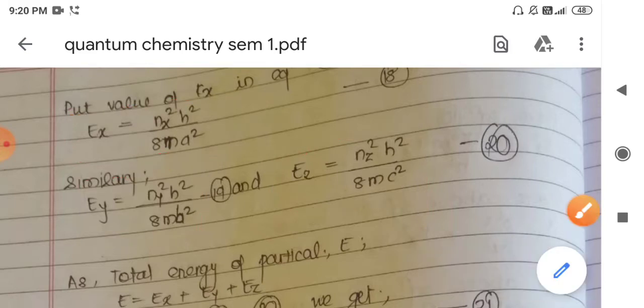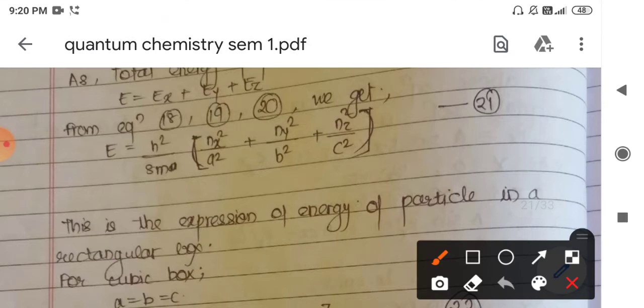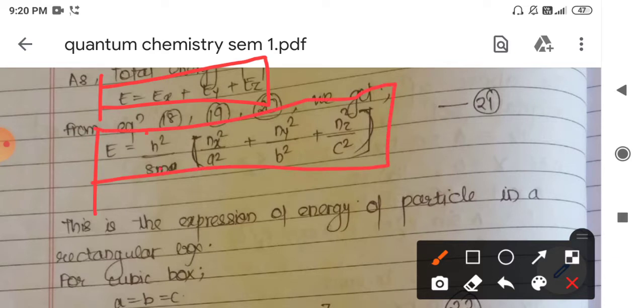And the total energy of a system is what? The total energy of a system will be the addition of three energies, that is Ex, Ey and Ez. So my overall energy of the particle will be this. Here h square is Planck's constant and m is the mass of that particular particle, so these two are constant. The only changing parameters are the principal quantum numbers nx, ny and nz along x, y and z direction respectively, and the edge lengths of the box along x direction, y direction and z direction, that is a, b and c.